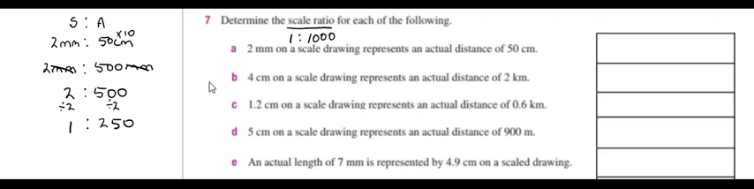So our scaled ratio for question 7a is 1 to 250, which basically says that the actual distance is 250 times larger or longer than what it is on the scaled diagram. Okay, let's see how you go with the other ones.